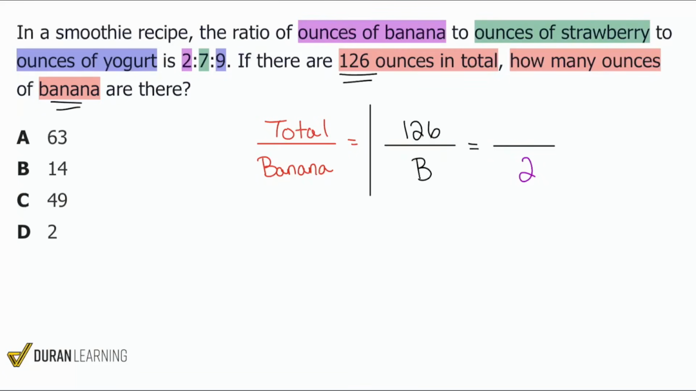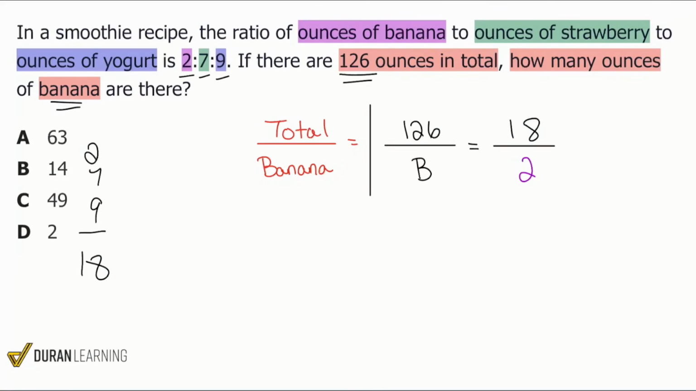To get the top, to get the total, well, we're going to have to add. We have 2, 7, and 9. If we add those together, 2 plus 7 plus 9, that's going to end up being 18. 2 plus 7 equals 9. Then add the other 9, and there we go. So we have 18 over 2.